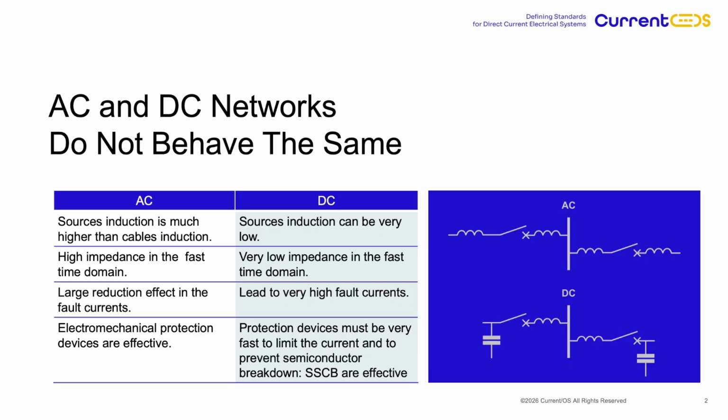In direct current, however, each source is capacitive, meaning that, in the event of a fault, capacitors discharge rapidly. This includes the capacitors from sources and potentially from loads, depending on their characteristics. All these capacitors discharging simultaneously produce extremely high inrush currents within just a few microseconds. This rapid rise in current occurs too quickly for electromechanical circuit breakers to react.